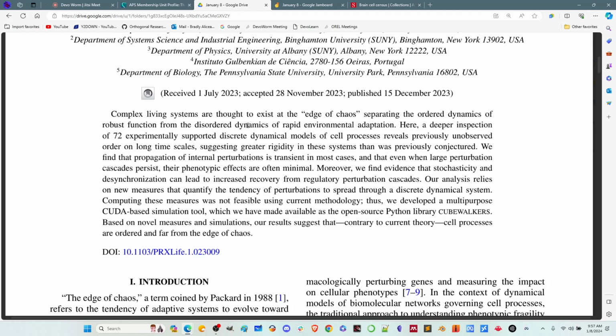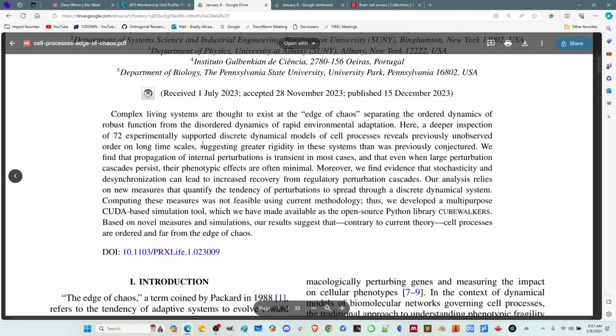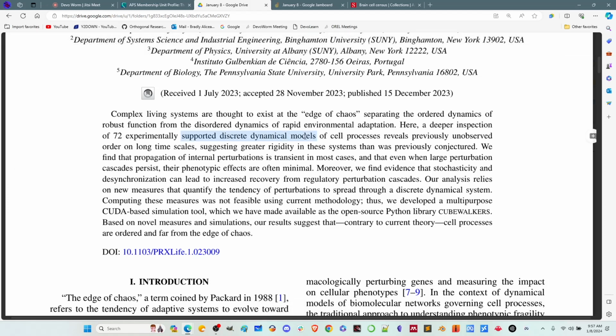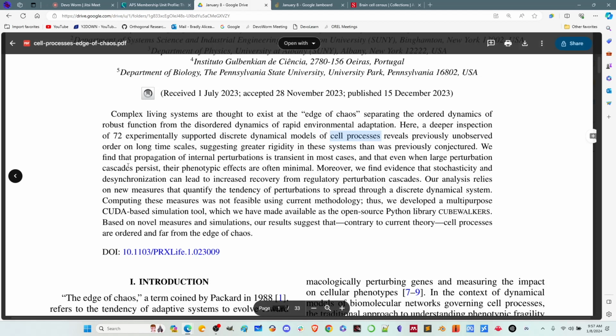And that's compared with the disordered dynamics of rapid environmental adaptation, which means that if you need to adapt to the environment, you can, but that also introduces a lot of disorder to the system. So this is what they mean by edge of chaos. So here, a deeper inspection of 72 experimentally supported discrete dynamical models, so these are just dynamical systems models that are discrete, of cell processes. They have these different models of cell processes.